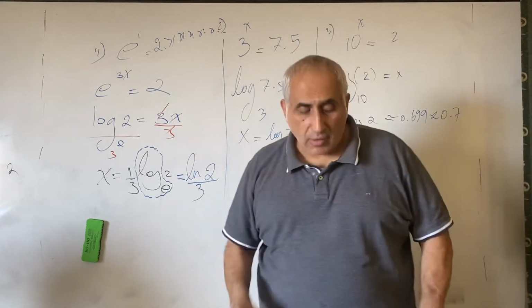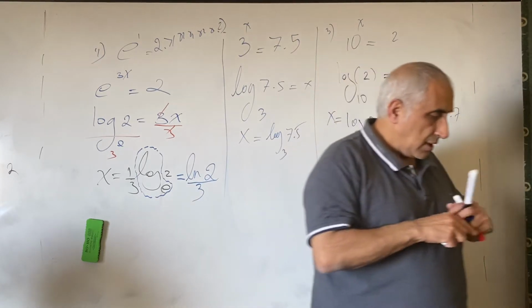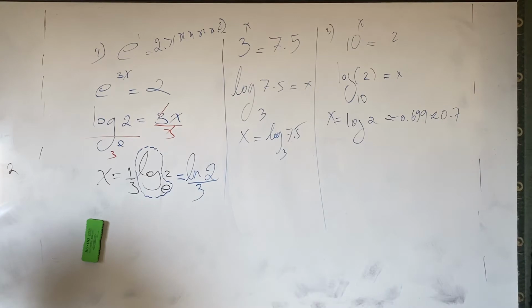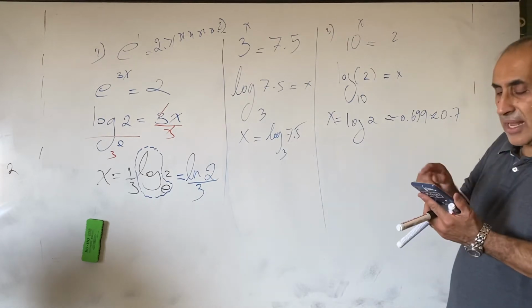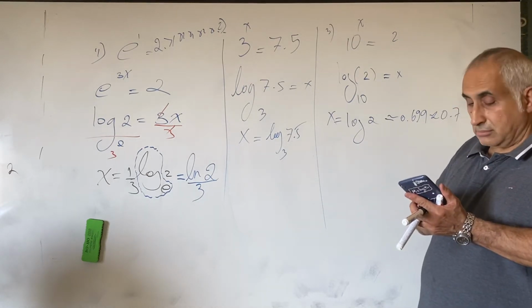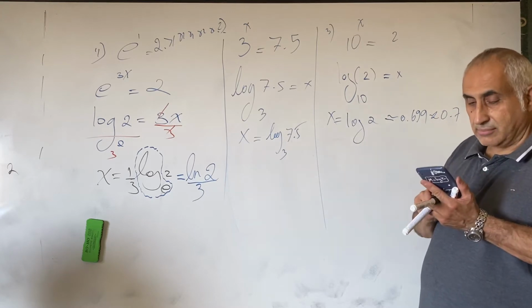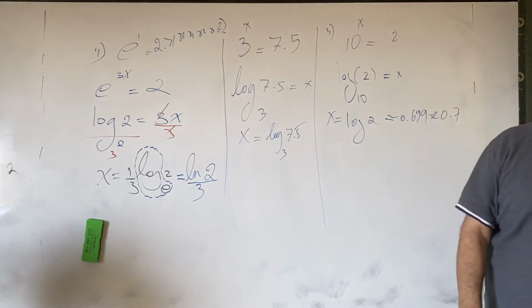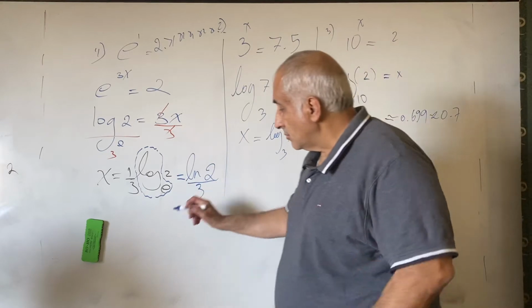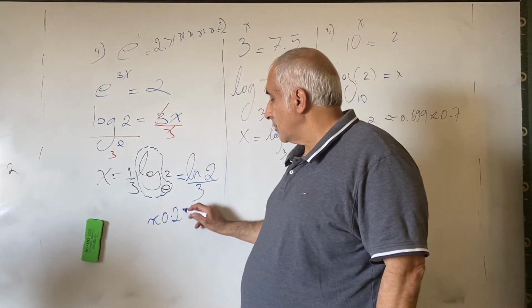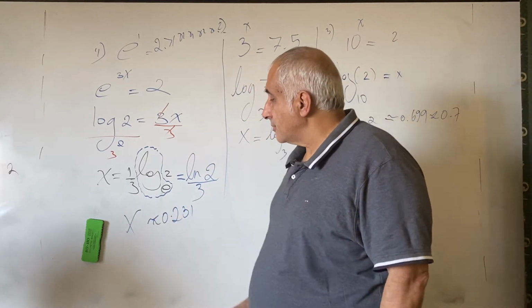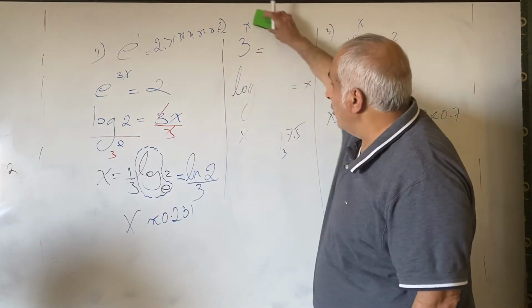You can go to your calculator. Yes, you can. Why not? Let's find out. This is my log. Next to the log, there is something called ln. ln 2 divided by 3 is 0.231. And that's x.